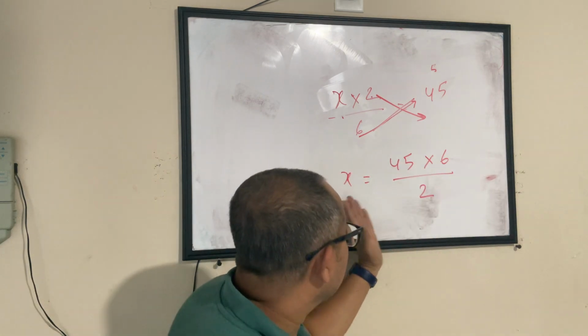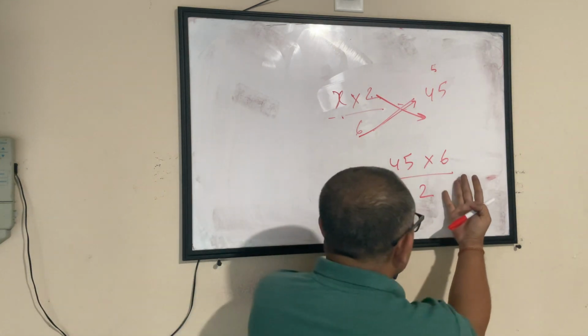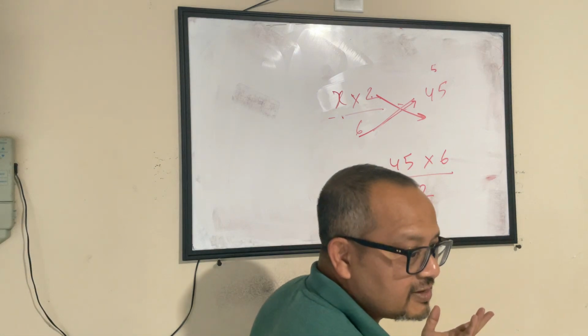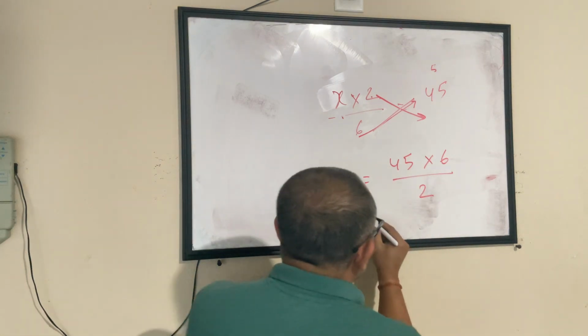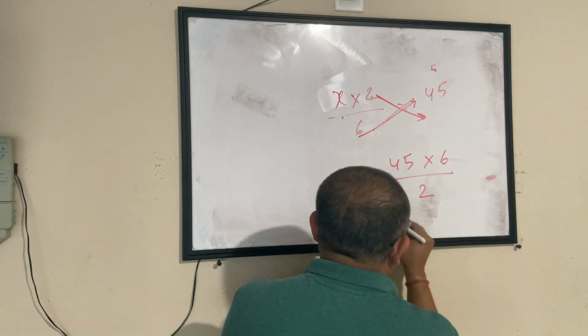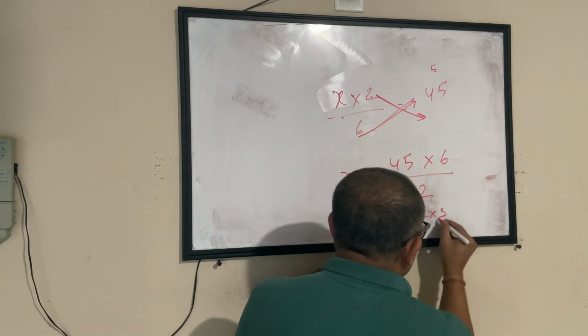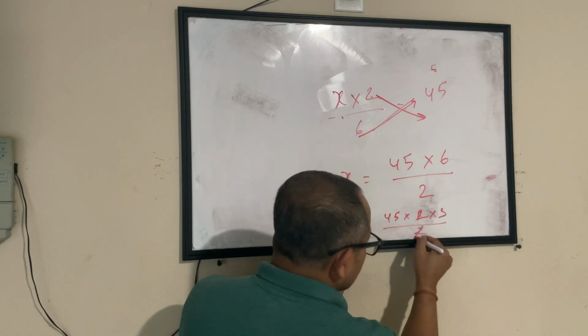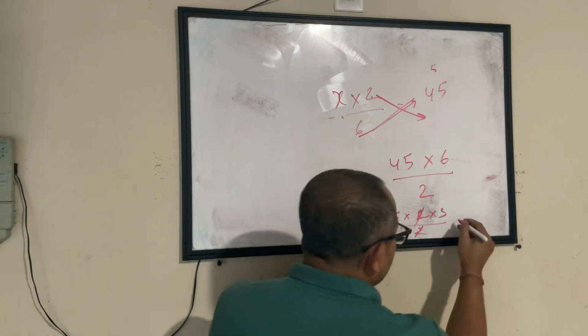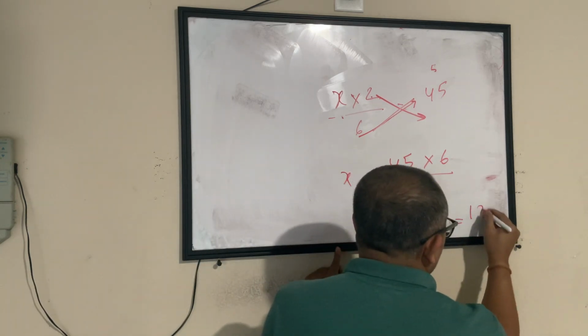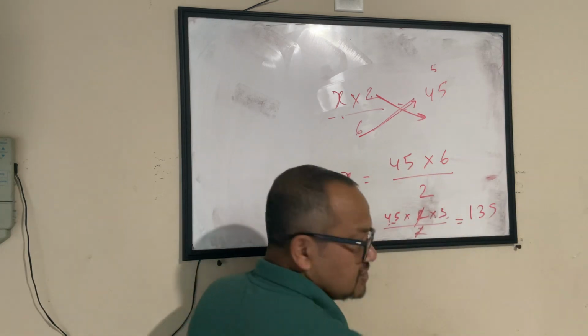Now I have x equals this. So if I'm able to solve this, then I get my answer. Okay? So I will keep 45 as 45. 6 I can break into 2 into 3, right? And see, this 2 and this 2 I can do tic-tac-toe. What I'm left with is 45 into 3, that is 135. We just multiply and we get the answer.